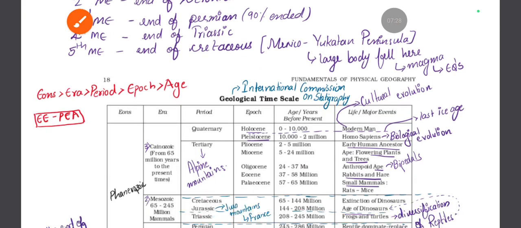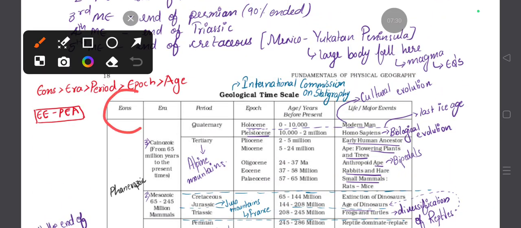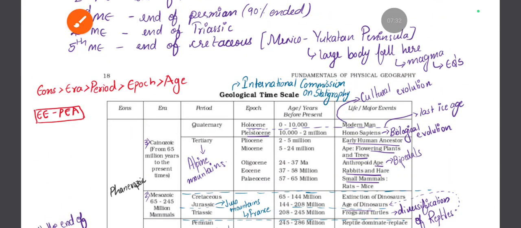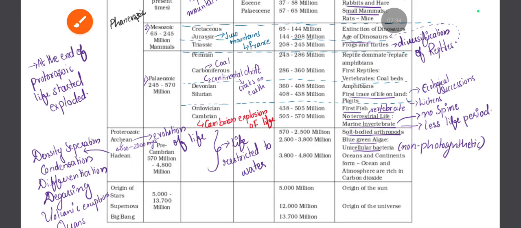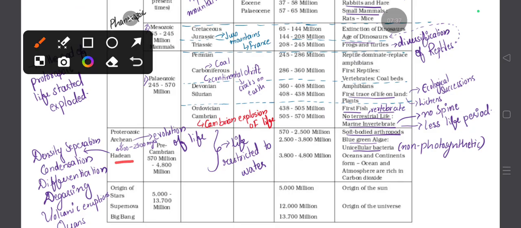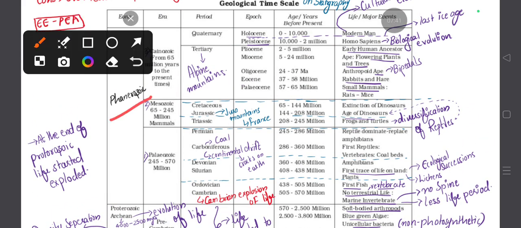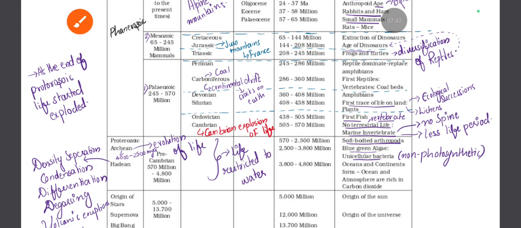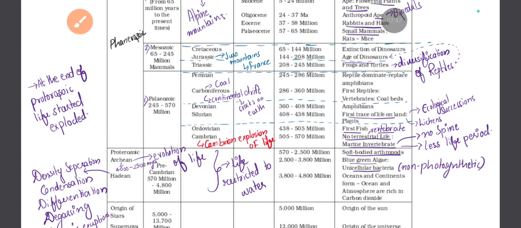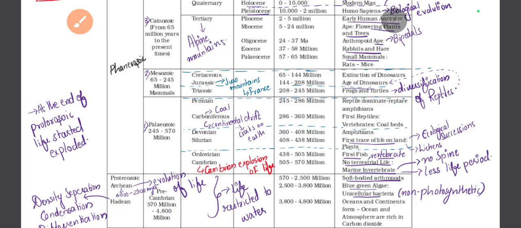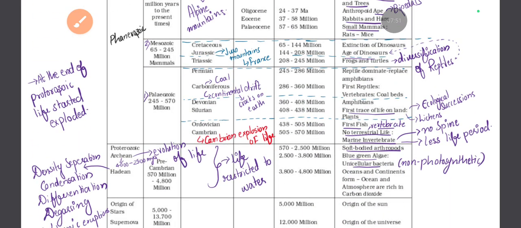I've told you the largest unit is eons. Let's see how many eons are there. There are mainly 4 types of eons: Hadean, Archean, Proterozoic and Phanerozoic. These are the 4 types of eons that exist. Let me repeat it again: Hadean, Archean, Proterozoic, Phanerozoic. These are the 4 types of eons that are present.